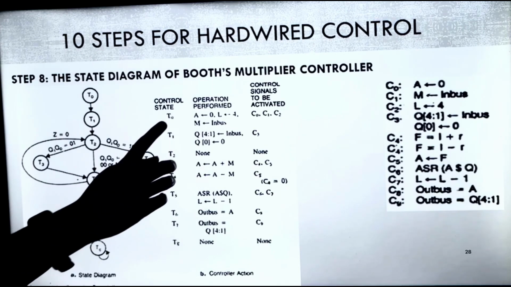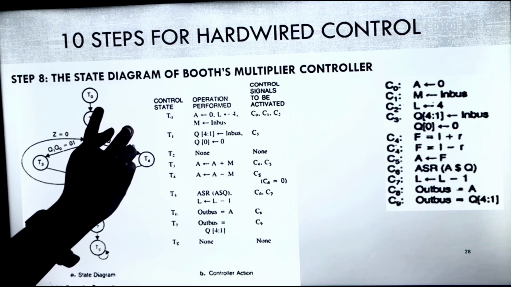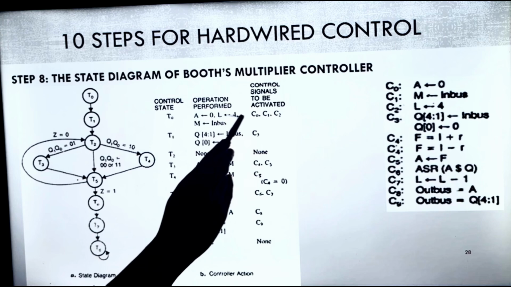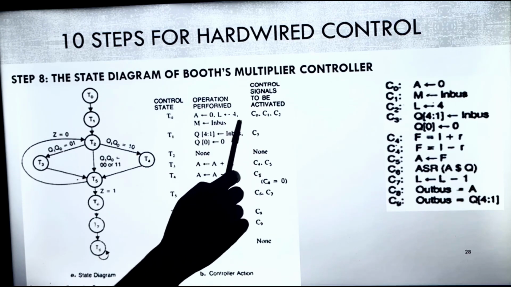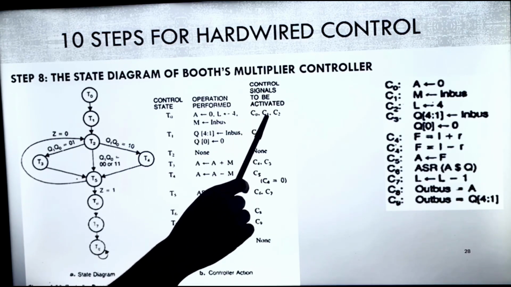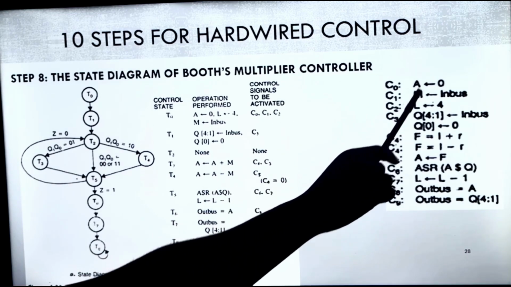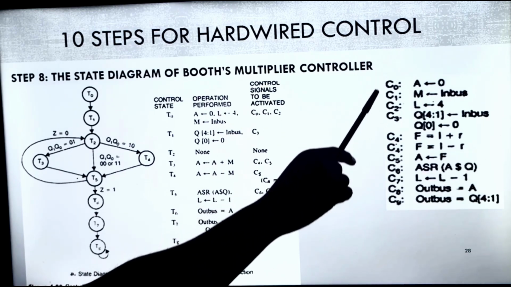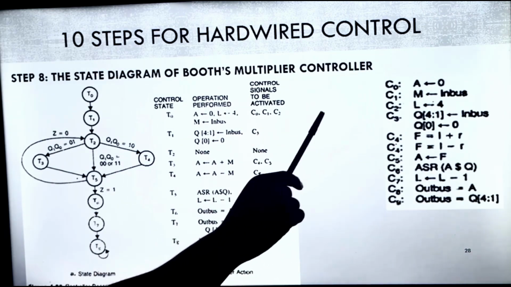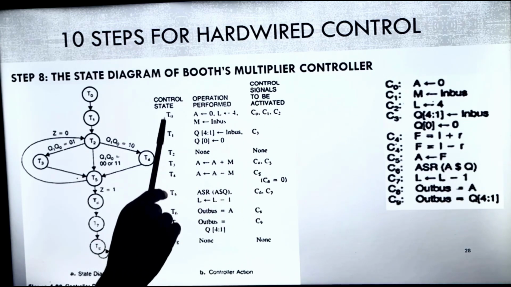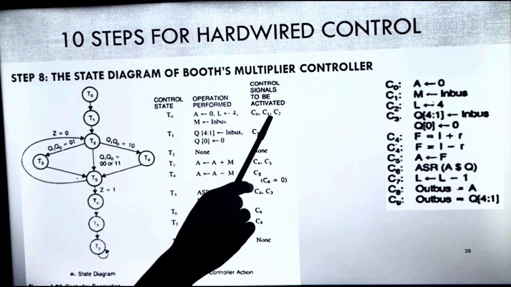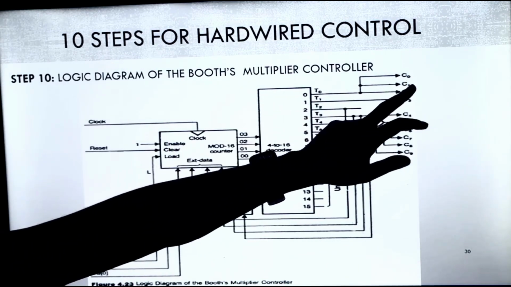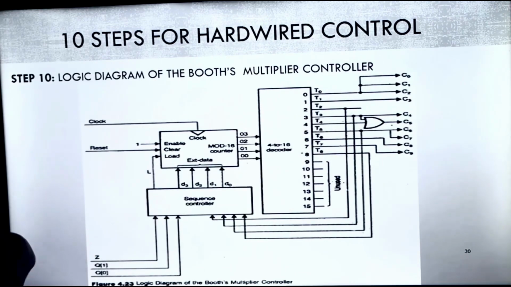In T0, the first clock cycle, when I start my algorithm, I am doing multiple tasks: A equals 0, L equals 4, M equals in bus. For all these, I have 3 control signals to be activated: C0, C1, C2. C0 is A equals 0, C1 is M equals in bus, C2 is L equals 4. So in the first clock pulse, I will enable 3 control signals. This means T0 gives C0, C1, C2. Same thing I am doing here. T0 is done.